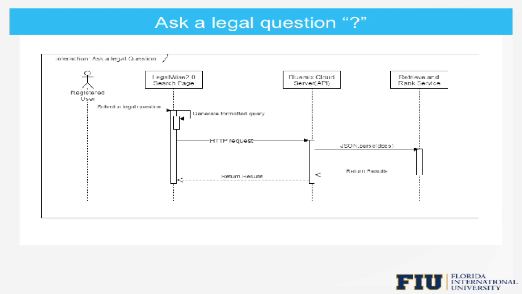This registered user submits a legal question to the LegalWise 3.0 search page. Then, the system generates a formatted query and sends an HTTP request to the Bluemix Cloud server. Then, the server parses the query to the Retrieve and Rank service. After ranking, it returns the results back.